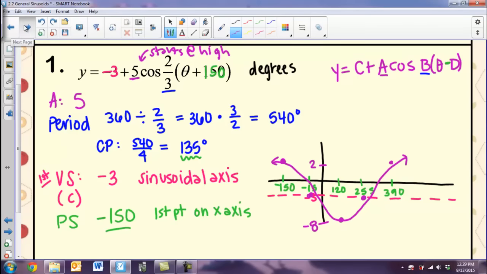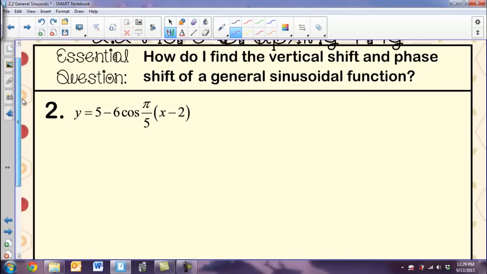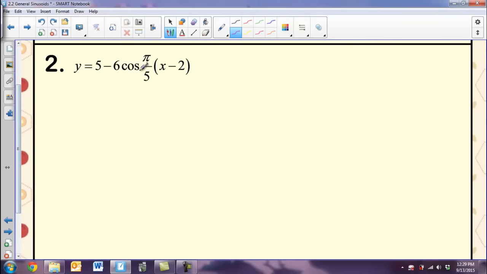Alrighty, so let's try another example. This one is y equals 5 minus 6 cosine of pi over 5 times x minus 2. One of your tip-offs that this is going to be in radians is that it has an x and not a theta. My other tip-off is there's a pi in there, and so usually that means I'm dealing with radians. Okay, so let's start with naming my ABC.